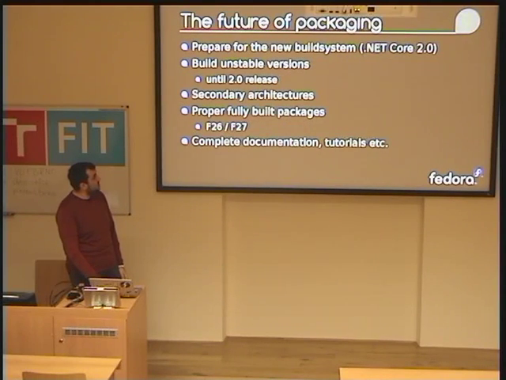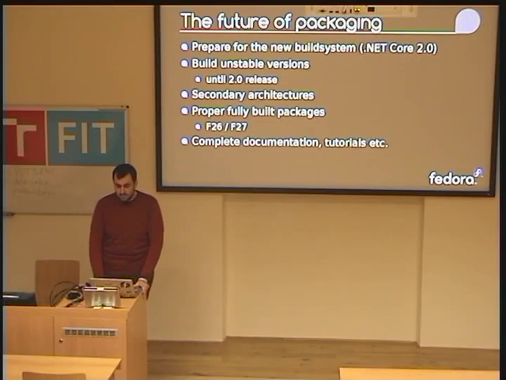So the future of packaging .NET Core for Fedora: we have to prepare for the new build system which is coming soon. Until then, we agreed to build unstable versions until .NET Core 2.0 is released, so we are ready when it's released. We are meant to support secondary architectures, so you can run .NET Core on your Raspberry Pi, because Fedora runs on Raspberry Pi now, yay! And obviously, proper fully built packages for Fedora 26 or Fedora 27. We hope it's for Fedora 26. Last step is, of course, to write tutorials, documentation and things like that.